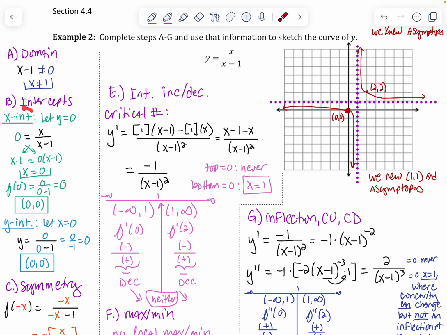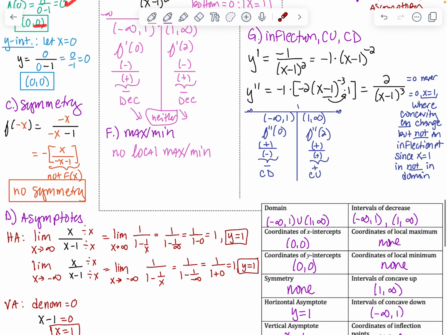Next, we want to find the intercepts. We tend to start with the x-intercept by setting the function equal to 0. In our case, you could just say it's only 0 when the numerator is 0, so therefore x is 0. Or because you may get a more complicated function, maybe think about cross-multiplying so that you have 0 times your denominator, and in our case, an invisible 1 times the x. 0 times anything is 0. So we can see that x equals 0. And when I plug it into my original function, I get an output of 0.